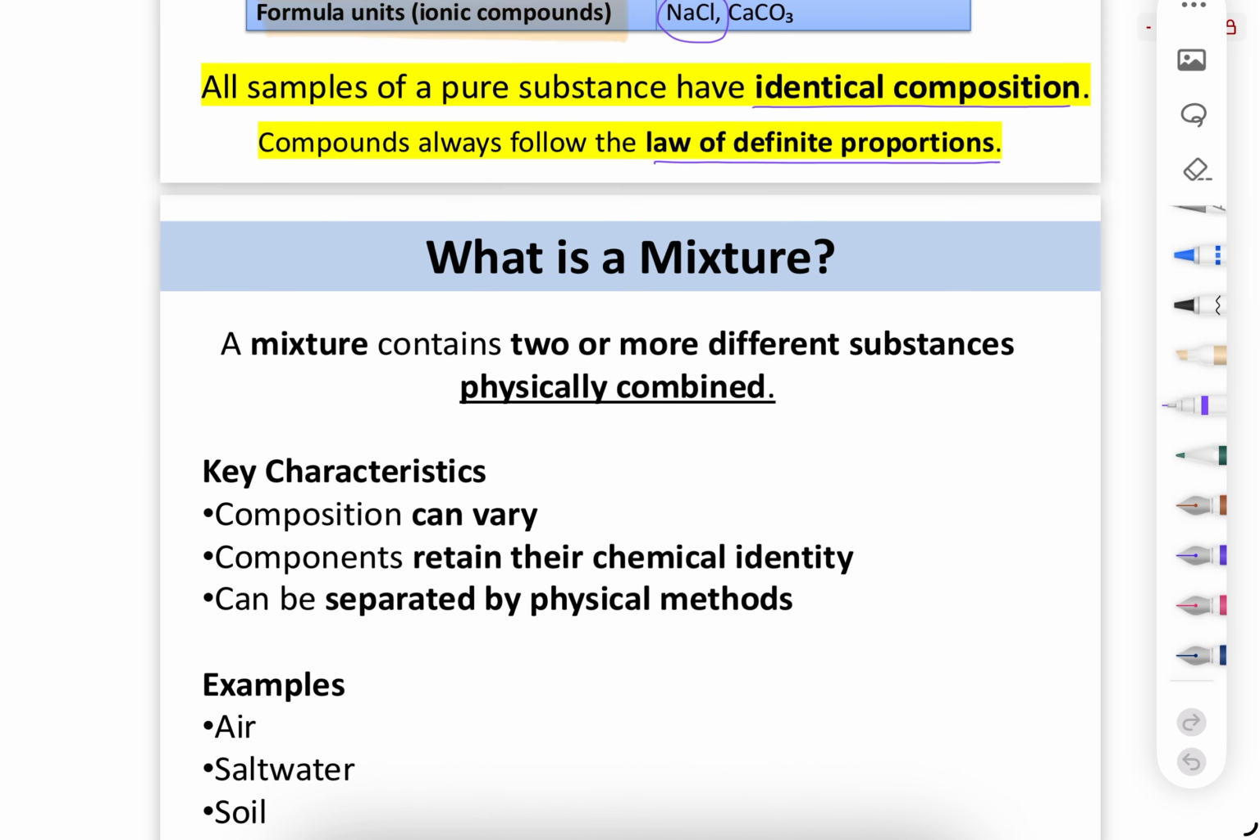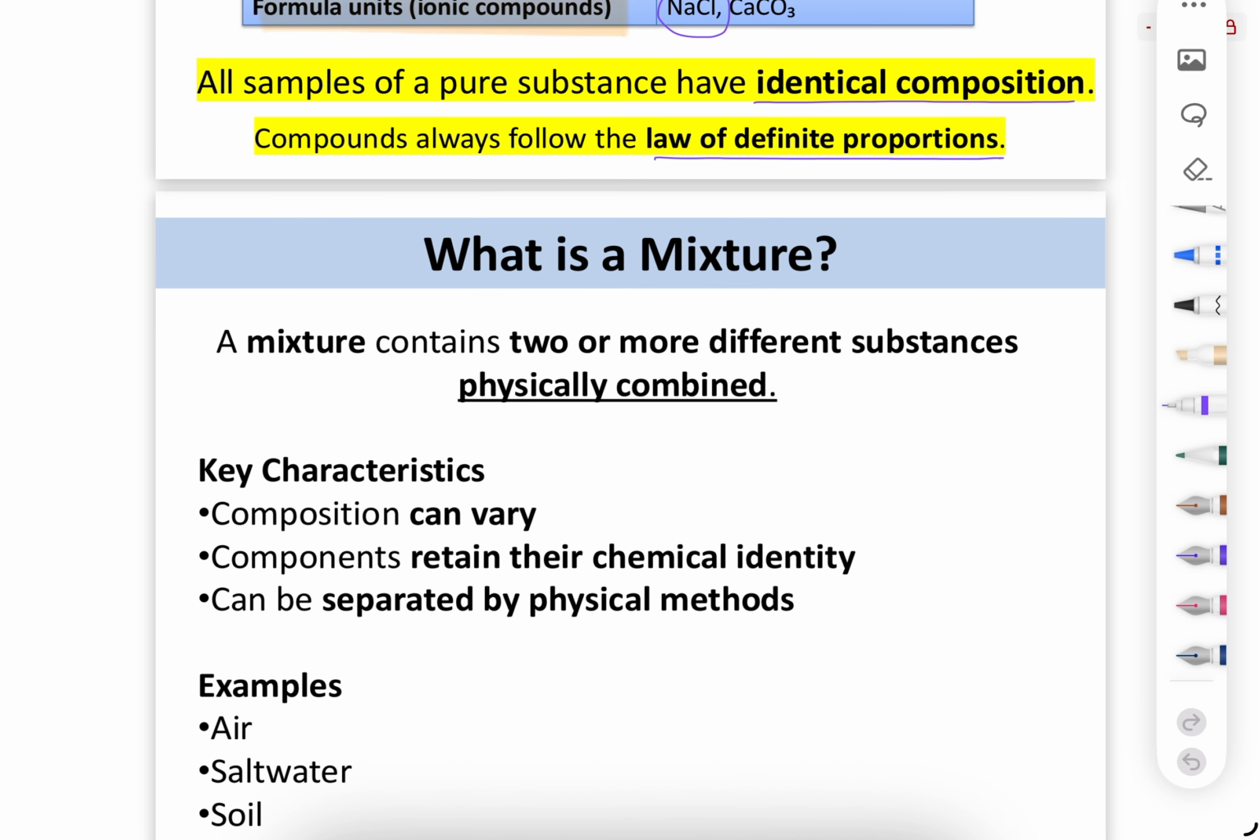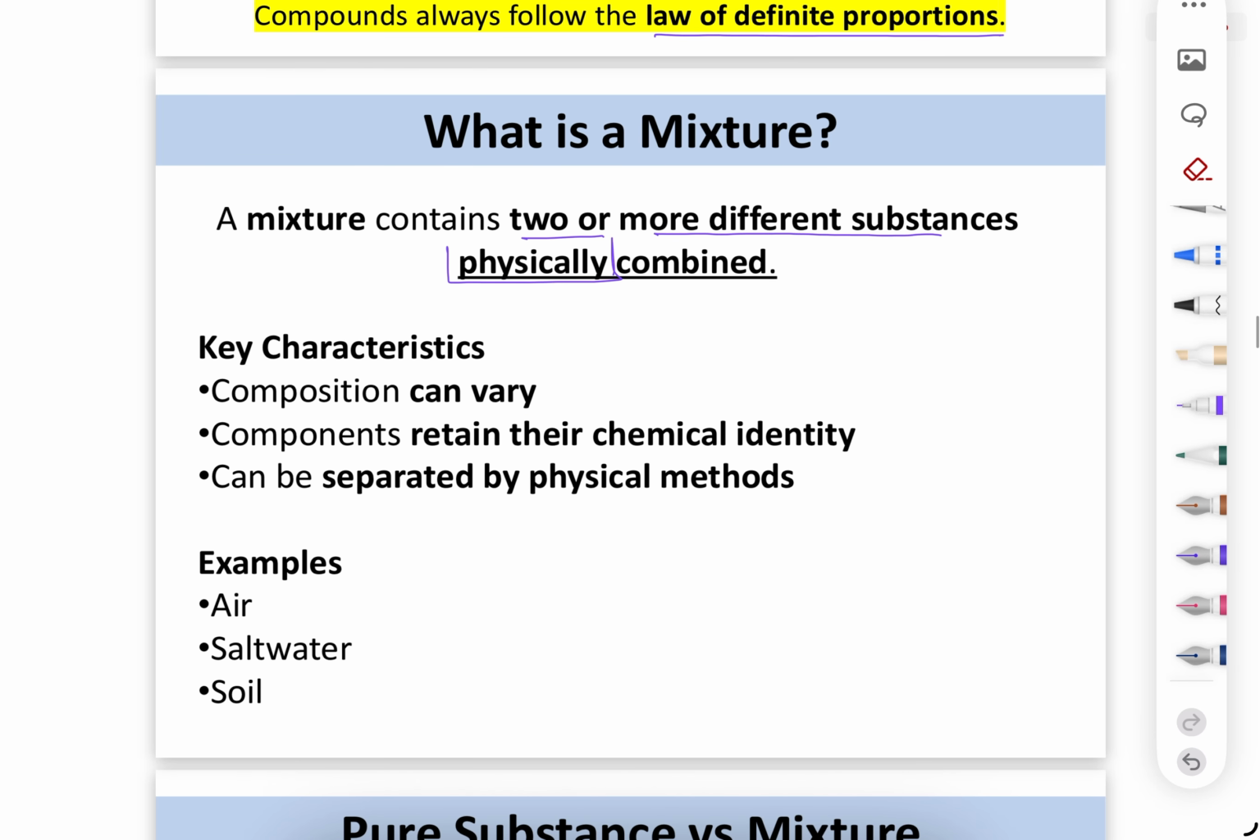On the other hand, when you have mixtures, mixture means two or more different substances physically combined. If I take an example of salt water, if you are confused, take a suitable example and visualize it. Salt water means you will have salt and water mixed together. So salt is NaCl and water is H2O.